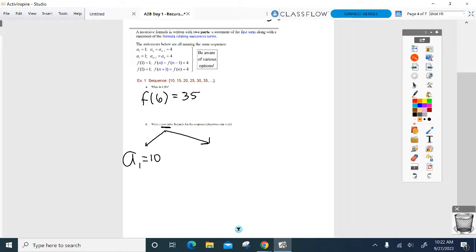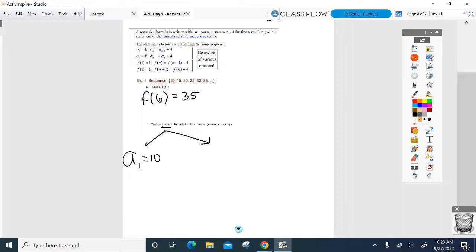Add 5. What do I add 5 to? How did I get the 15? I add 5 to what? 10. How did I get the 30? I add 5 to the previous term. So you're telling me the pattern is add 5 to the previous term.